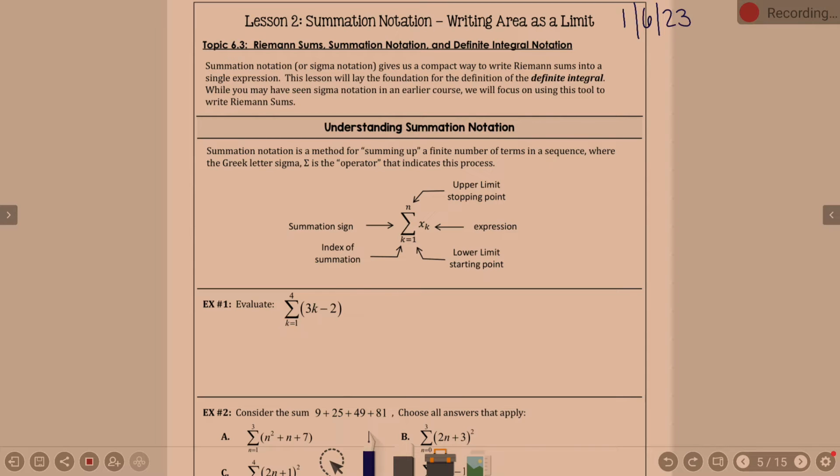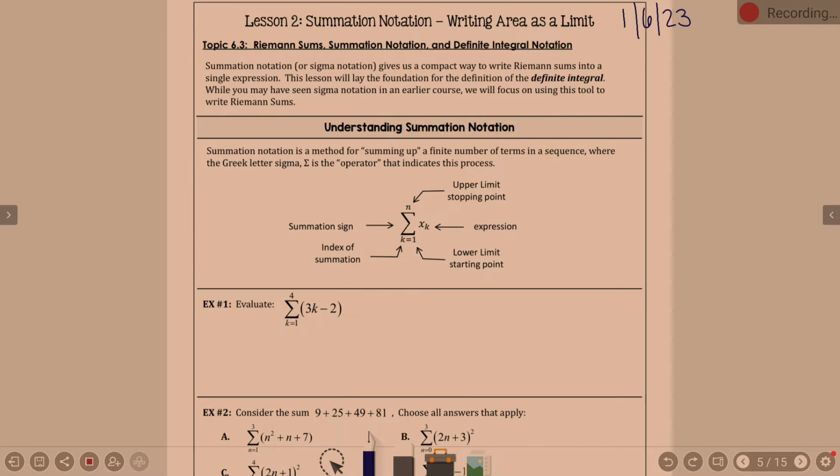But okay, summation notation. I don't know how much you guys are familiar with summation notation because it doesn't really come up in Algebra 2 or Pre-Calc much. So one of the first things we're going to do is talk about what this all means here. Summation notation, or sigma notation, because there is a sigma there, gives us a compact way to write Riemann sums as a single expression. This lesson will lay the foundation for the definition of the definite integral. While you may have seen sigma notation in an earlier course, we'll focus on using this tool to write Riemann sums. So, we're going to start with the basics here.